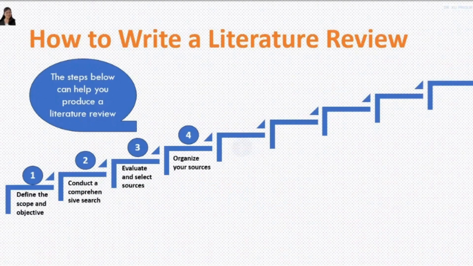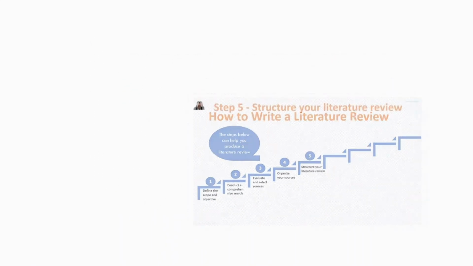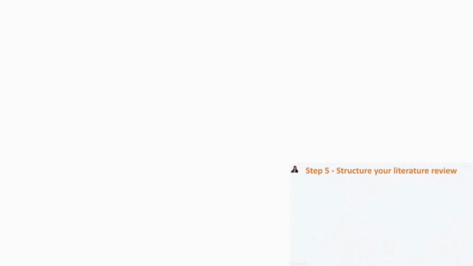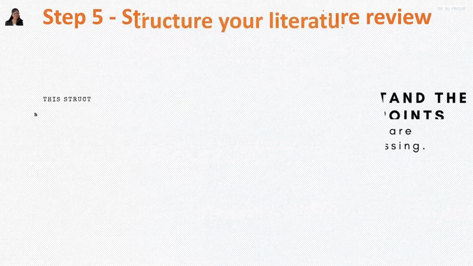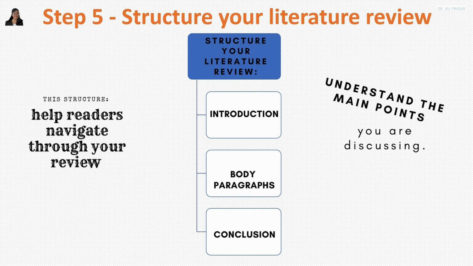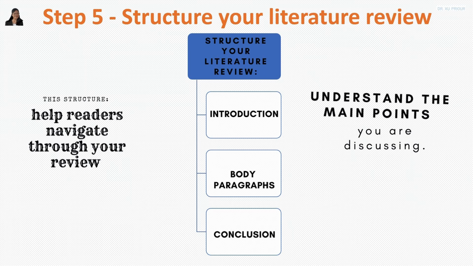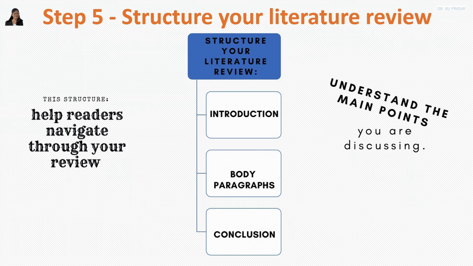After organizing your sources, it is crucial to structure your literature review effectively. So the following step after the organization of your sources is to structure your literature review. Divide it into 3 main sections: introduction, body paragraphs, and conclusion. This clear structure will help readers navigate through your review and understand the main points you are discussing.